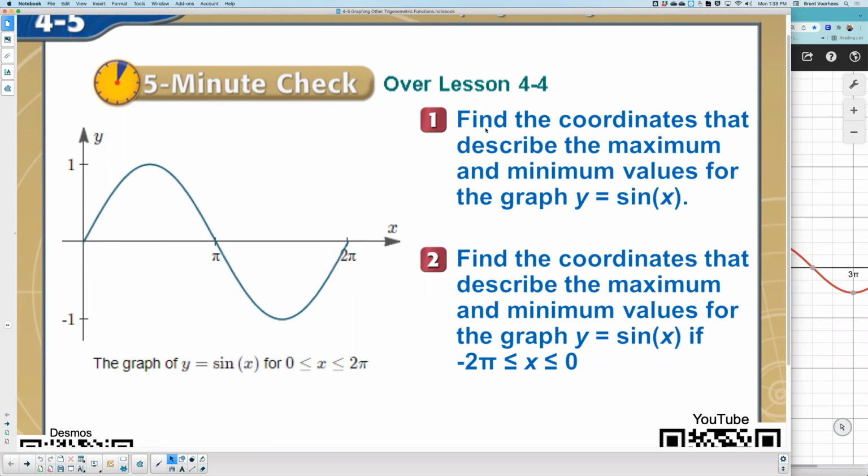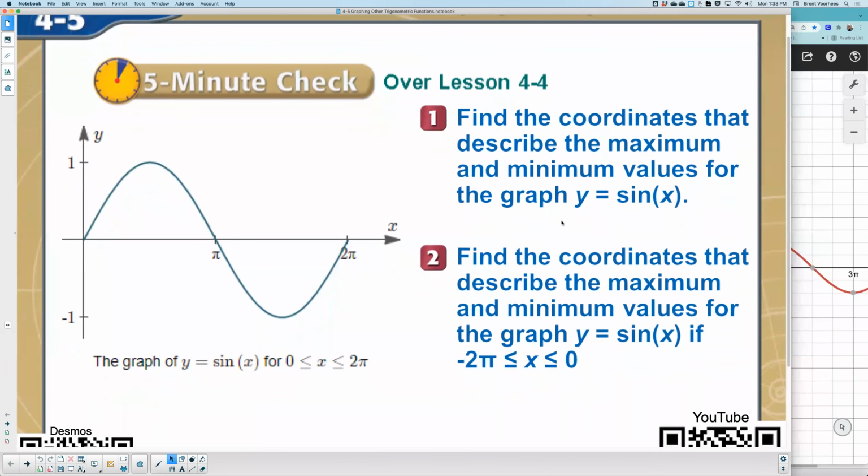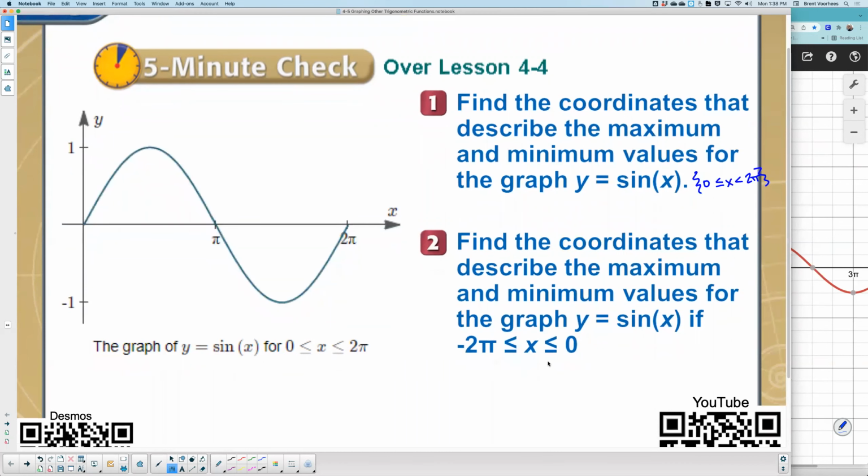It says here for number 1, find the coordinates that describe the maximum and minimum values for y equals sine x. And specifically, though it doesn't say it, I'm talking about the positive domain from 0 to 2 pi. I'll do the Desmos symbols here from 0 to 2 pi. And then on number 2, it says find the coordinates that would describe the maximum and minimum values for the graph of y equals sine x if the domain was restricted from negative 2 pi to 0.